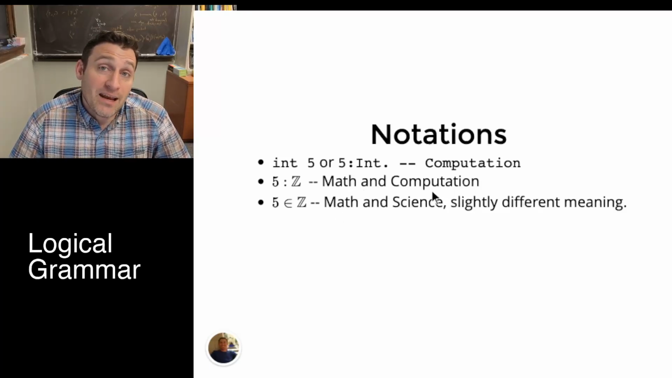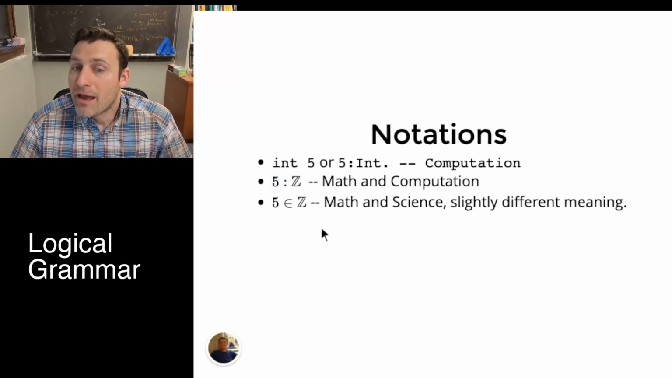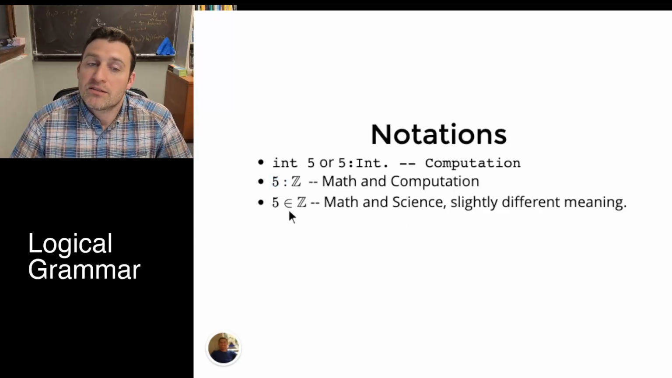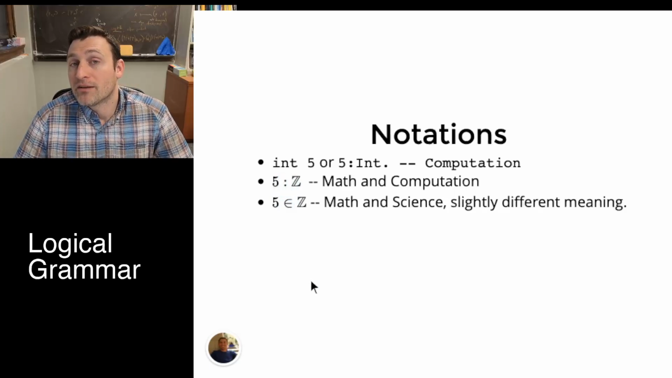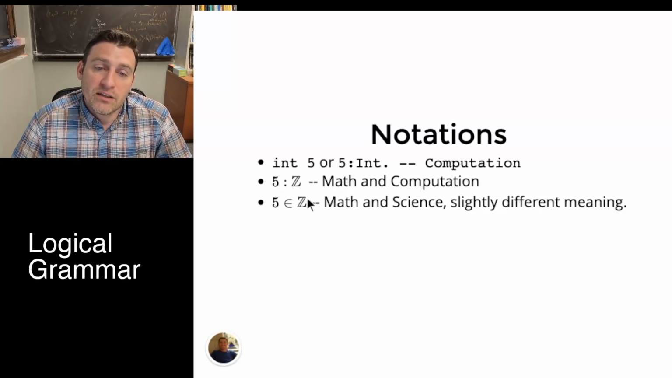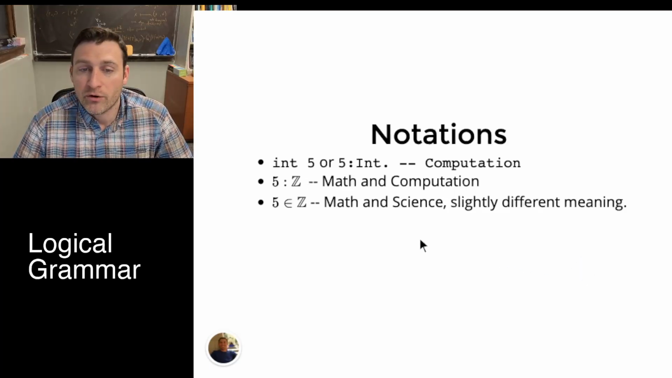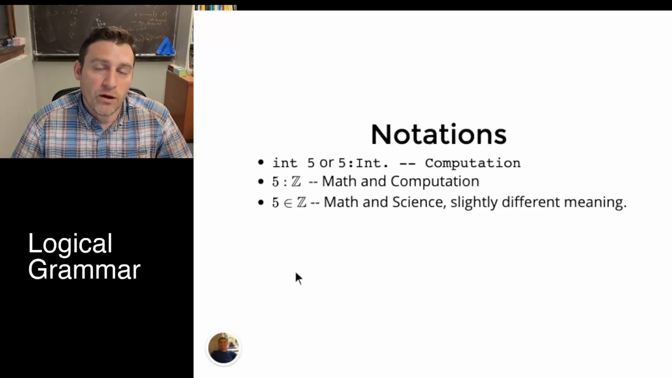In mathematics and in computation, it's common to see a colon between the type, the Z in this case for integers, and the data. Now in mathematics exclusively and in some of the sciences, we change that colon for this symbol ∈. It's pronounced "element of" or simply "in," and it has a slightly different role. We'll get into that when we look at sets. So technically there's not an equivalence between these two, but they're very closely related. So if I use one or the other, or someone around you uses the other, assume that they could have meant either one. You'll probably be safe.